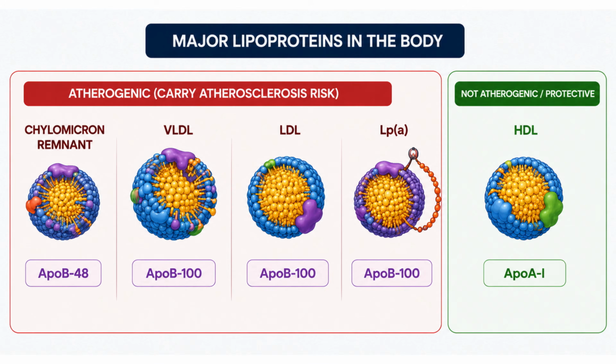The particles shown here are the major lipoproteins found in the human body. HDL is generally considered a protective, non-atherogenic lipoprotein, and it carries ApoA1 on its surface. In contrast, the other lipoproteins shown here are atherogenic, meaning they can contribute to the development of atherosclerosis. All of these particles carry ApoB on their surface.